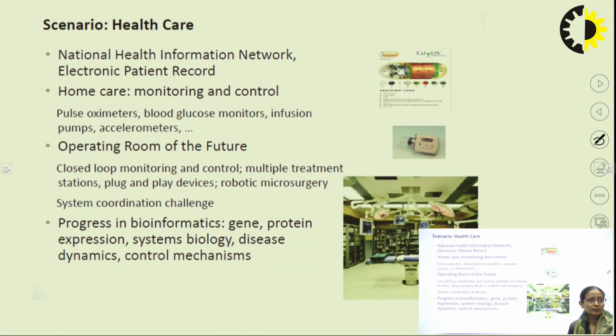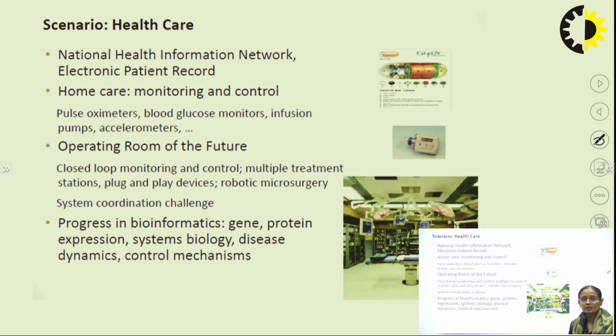Another thing is national, for example, National Health Information Network. It keeps a record of the electronic patient record, and we also have home care monitoring and control devices, for example, pulse oximeters, blood glucose monitors, etc. We have the operating room of the future, where closed loop monitoring and control can be done.